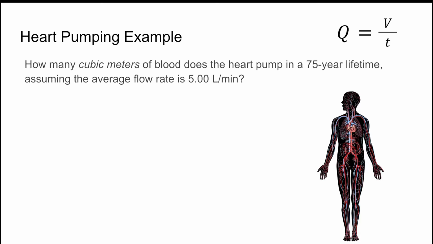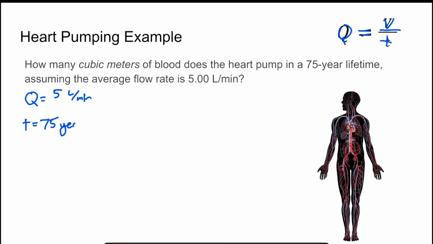All right, so let's do a quick example problem for volume flow rate. We have our equation up here. Our Q, or our volume flow rate, equals volume per unit time, V over T. Let's figure out how many cubic meters of blood the heart pumps in a 75-year lifetime, assuming the average flow rate is 5 liters per minute. So we've got our average flow rate equals 5 liters per minute. And we know that our time is 75 years.